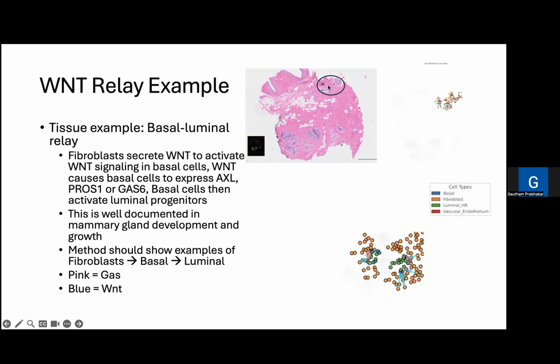And in this example, I used this region, the same region we looked at earlier. And when you zoom in on these cells and draw out the communication, we can see that there's this region and this region in which, let me zoom in a little bit.